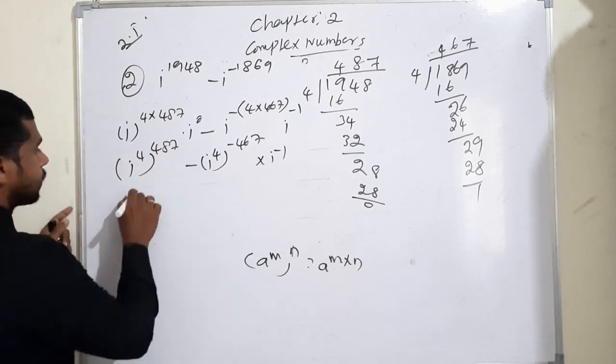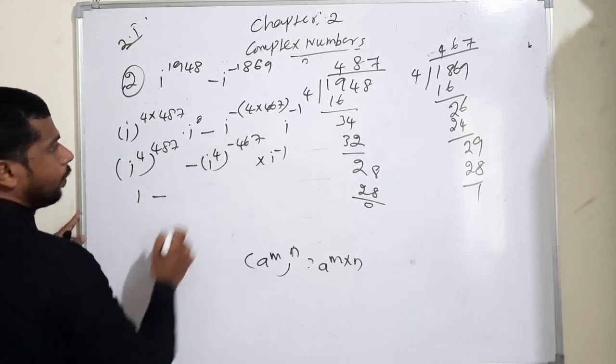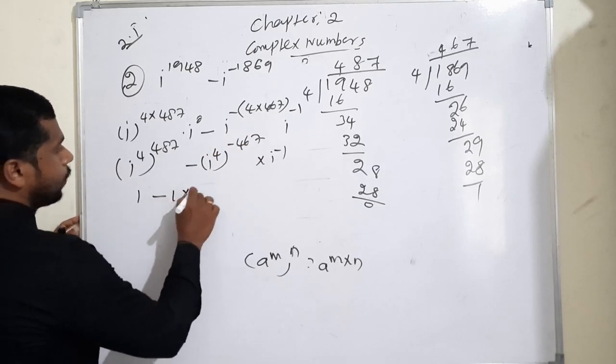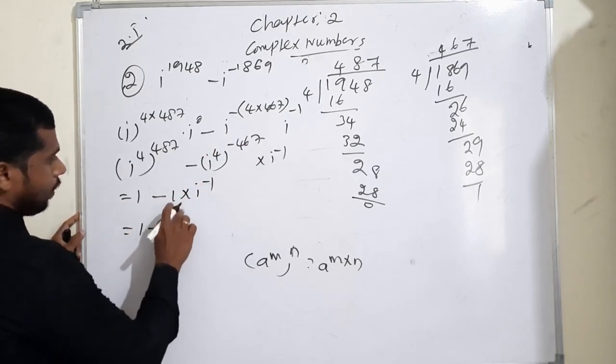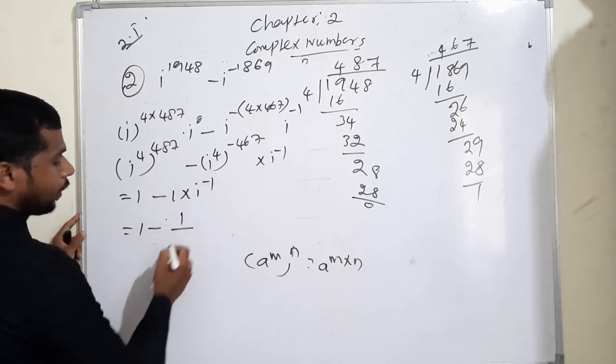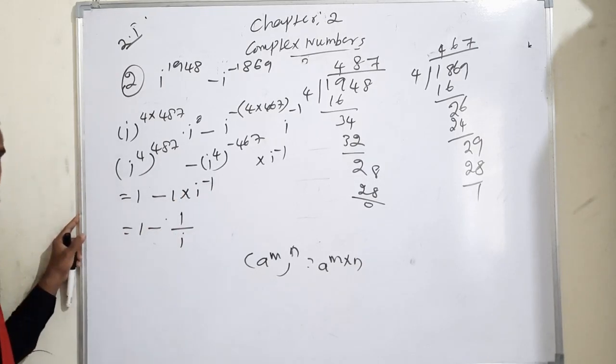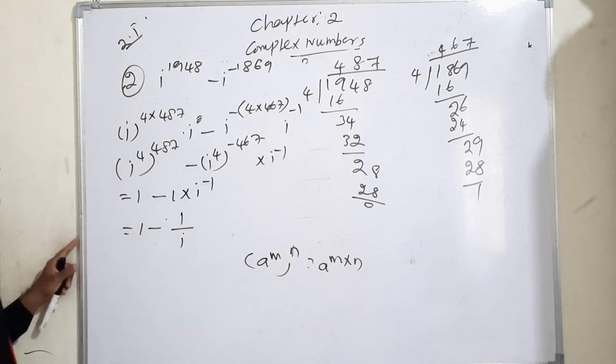1 power anything means 1. So 1 minus, here 1 power any value means 1. So 1 into I to the power minus 1. Therefore 1 minus 1 into I to the power minus 1, we can write the reciprocal, 1 divided by I. I to the power minus 1 means 1 divided by I.